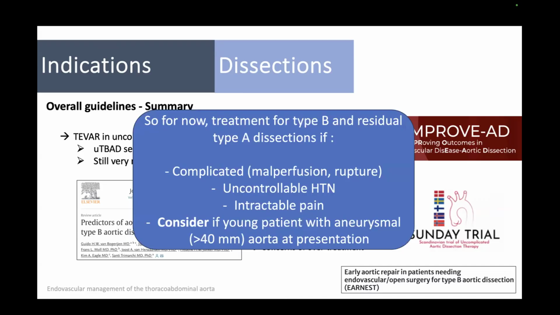So for now, the treatment for type B and residual type A dissections, when they're complicated, that's for sure, we should treat them with TEVAR or other means if we have problems with simple TEVAR, of course. And we're speaking about malperfusion and rupture, but also uncontrollable hypertension and intractable pain.